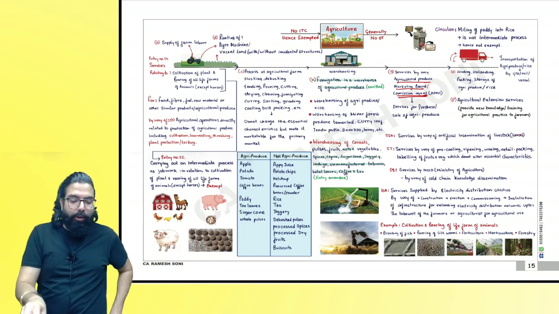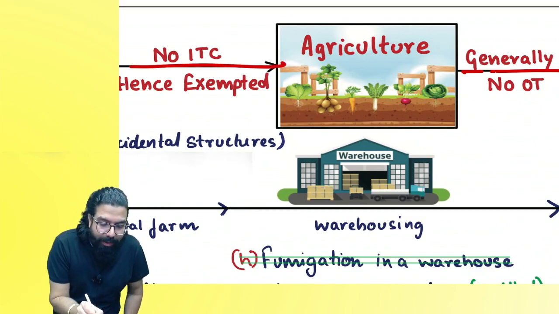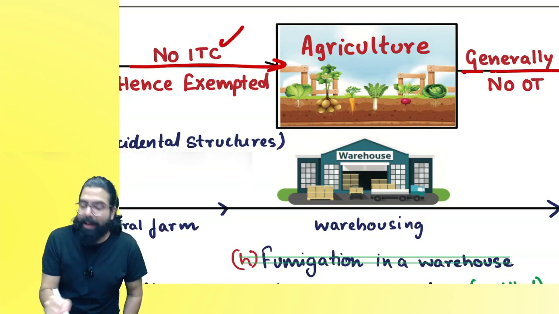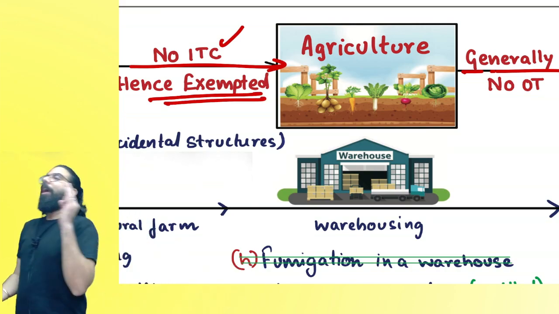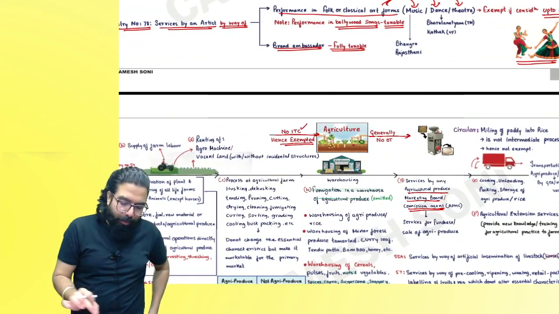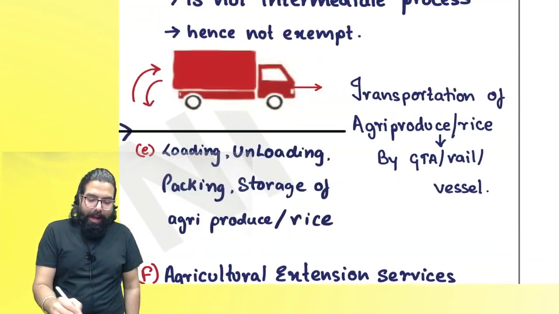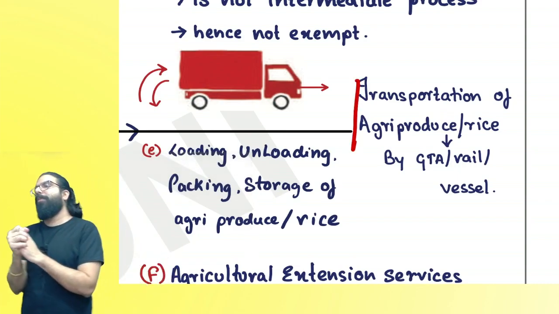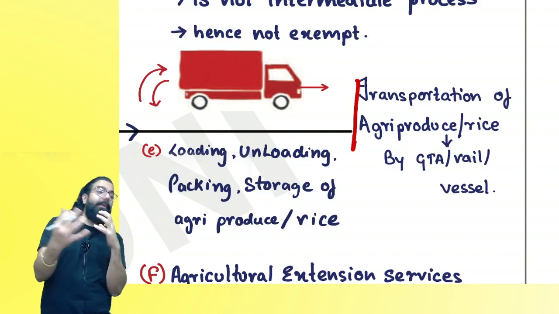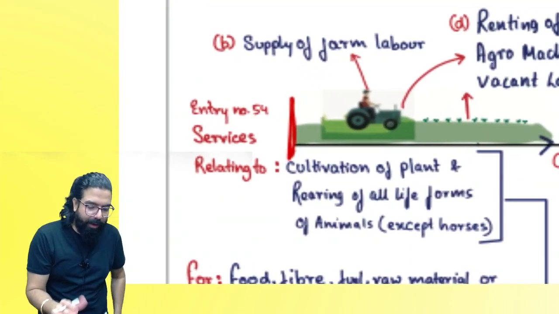And hence government told us, sir, in the case of agriculture, when there is no output tax, generally they will not get any ITC. And hence the government exempted most of the services provided to agriculture. Everyone over here, from the start till the end of agriculture, I have made one flow chart, and whichever services are exempted, I will tell you.